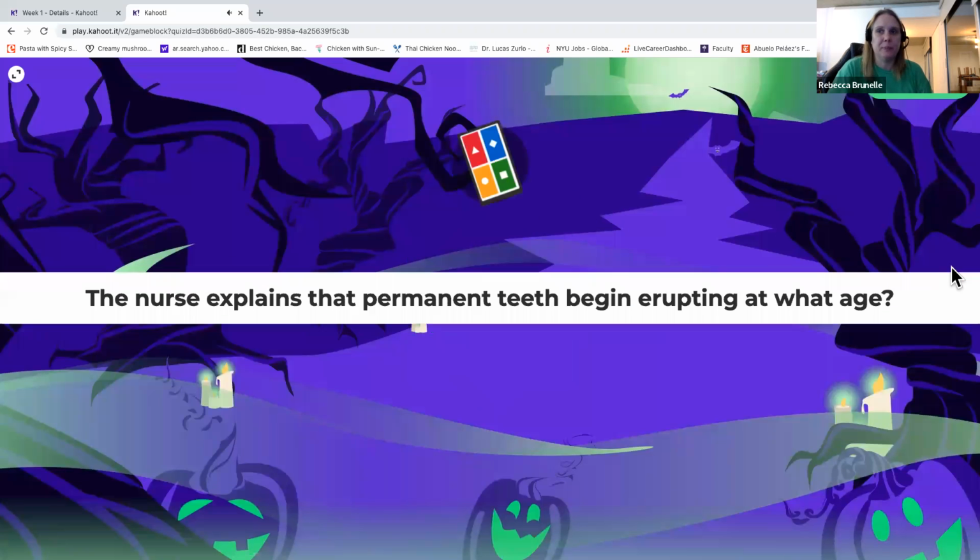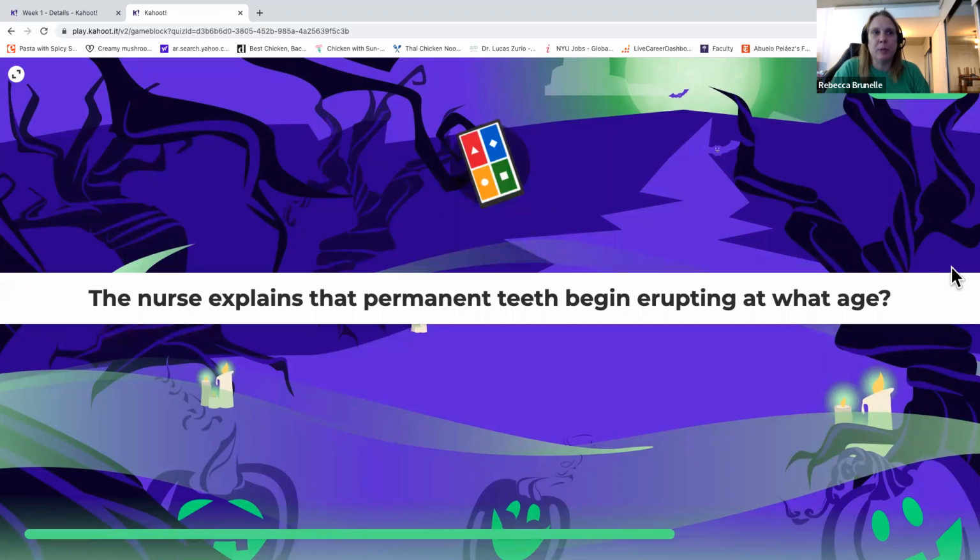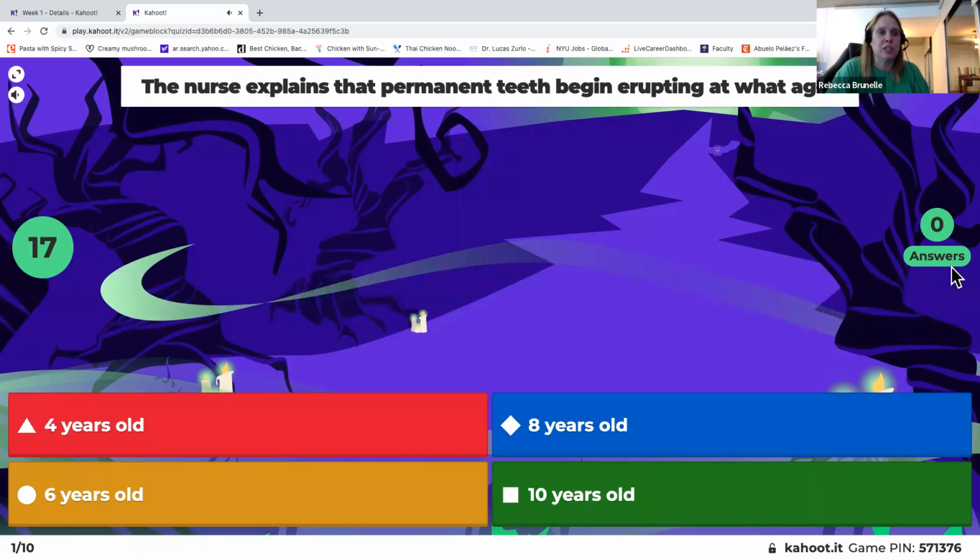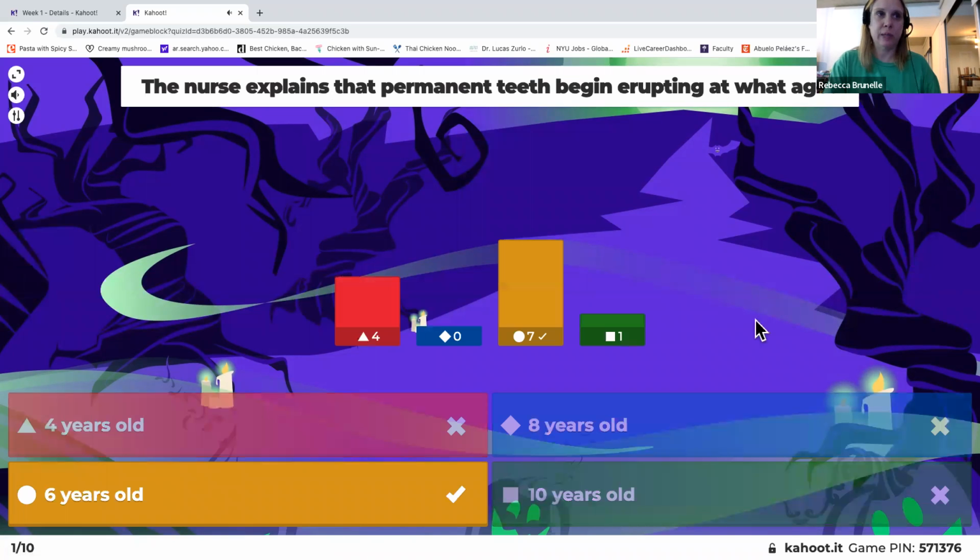All right. The nurse explains that permanent teeth begin erupting at what age? 4 years, 6 years, 8 years, 10 years. Yep, it's 6 years. Good job.